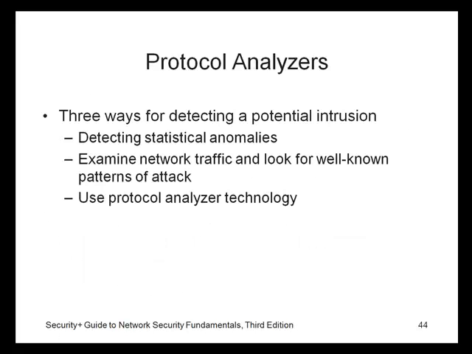Protocol analyzers, we've kind of looked at these, and we'll look at them more, do some analysis in the next class. What we're doing with these things, say, are three ways of detecting potential intrusion: statistical anomalies, look at the network traffic, and use protocol analyzer technology. And Matt was looking at the Cain and Abel, right? Did it have some kind of oddities in this when you looked at it?